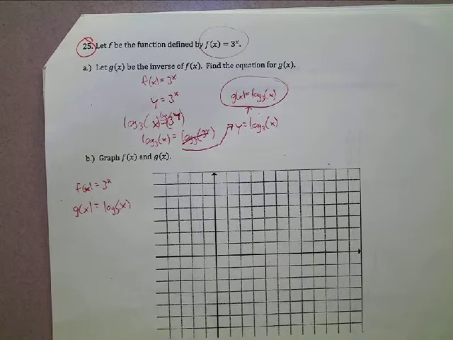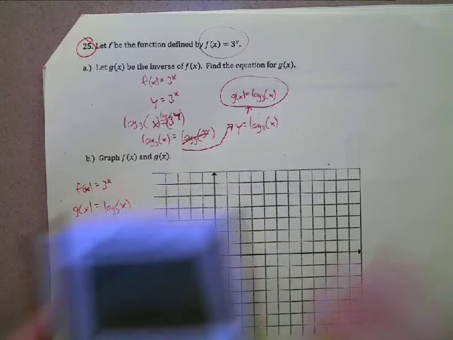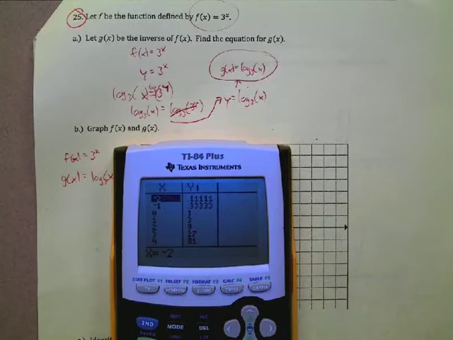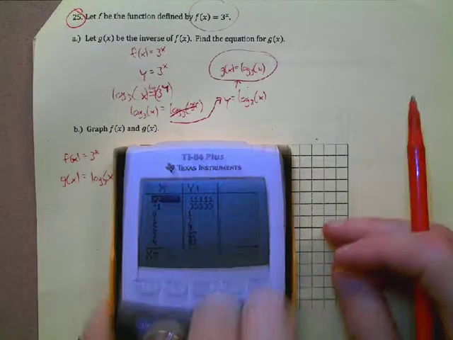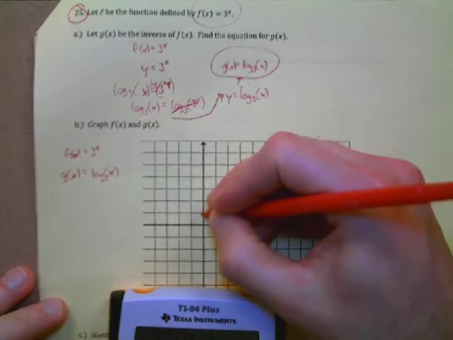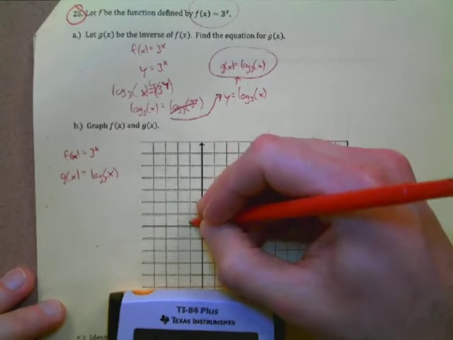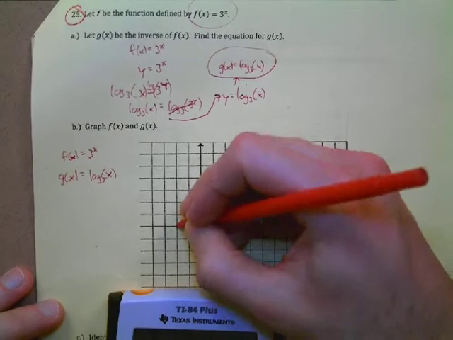I'll do 3 to the x first. I'll just go to my table here. All right, so let's see here. Well, 0, 1. Negative 1, 1/3, so something like this. And then negative 2, 1/9, and then it just kind of is going to bottom out there.